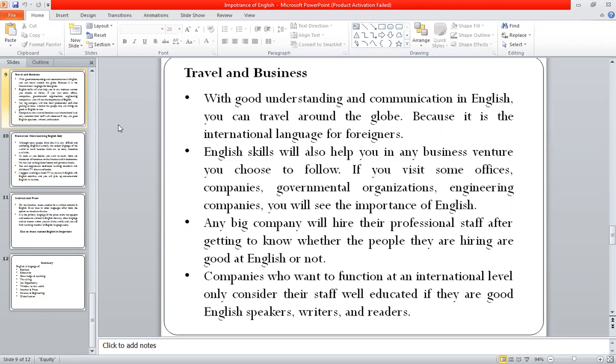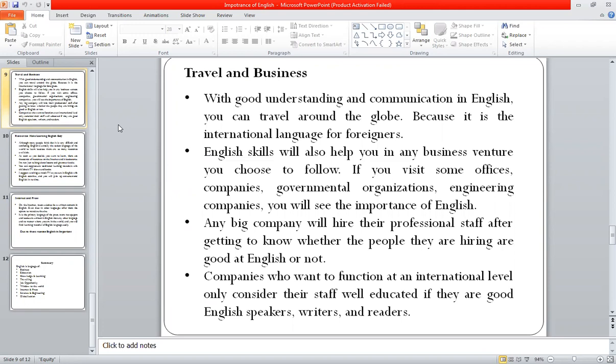Okay, the next point is that if you visit some offices, companies, governmental organizations, or engineering companies, you will see the importance of English. Yes, this is also an important point.